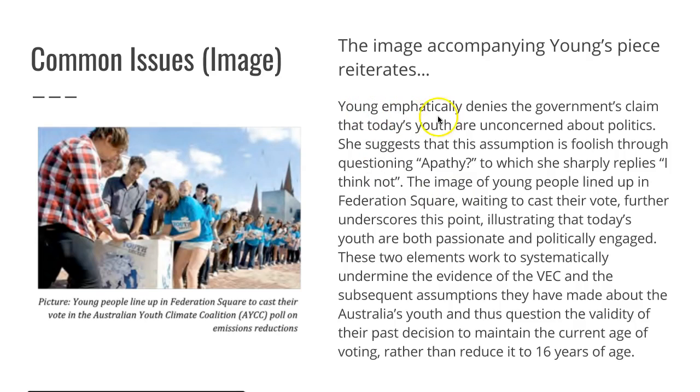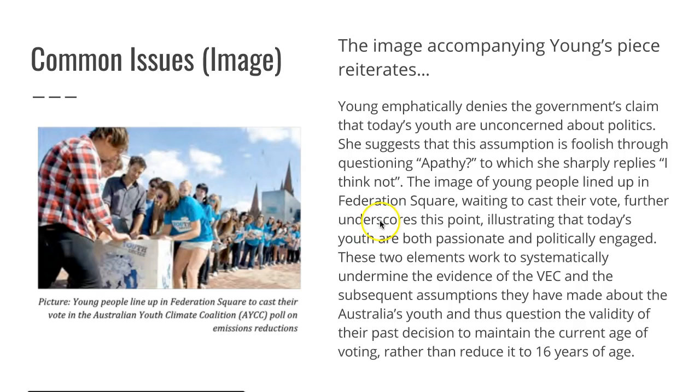So Young emphatically denies the government's claim that today's youth are unconcerned about politics. She suggests that this assumption is foolish through questioning apathy, to which she sharply replies, I think not. The image of young people lined up in Federation Square. So I'm not only saying that there's an image, I'm saying what's in the image. And I've got that right there from the caption, and you can do the same. Waiting to cast their vote.